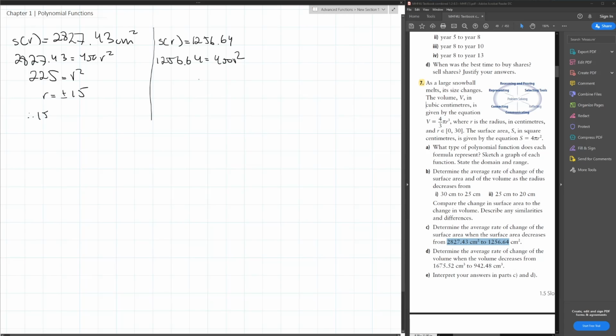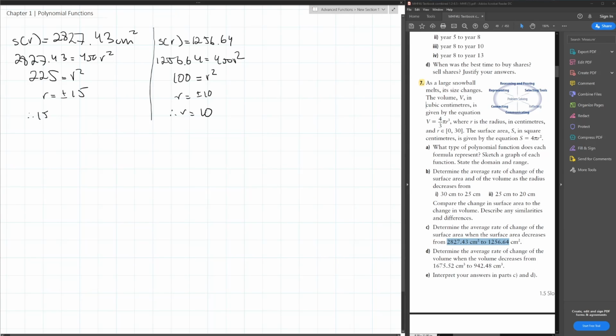1256.64 divided by 4 pi, which is approximately 100, and this is equal to r squared. Again, r is equal to plus or minus 10. We can't have a negative radius, therefore r is equal to 10.